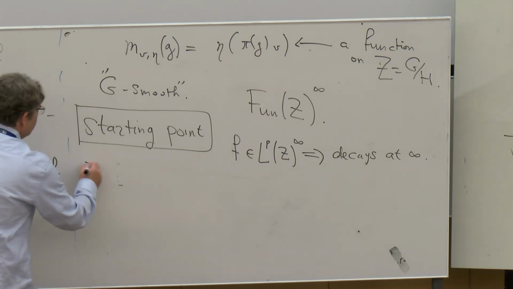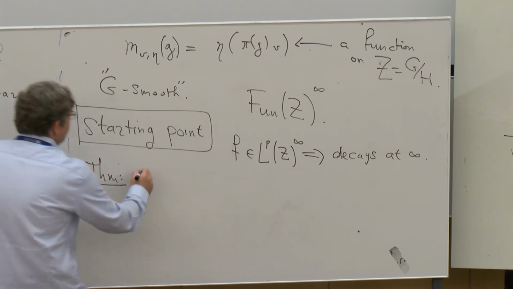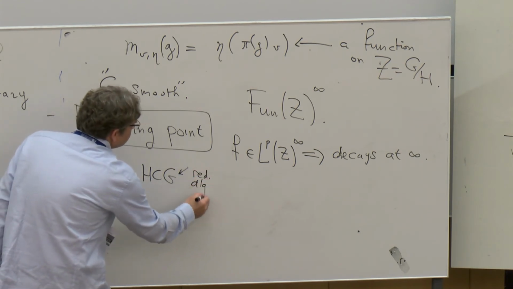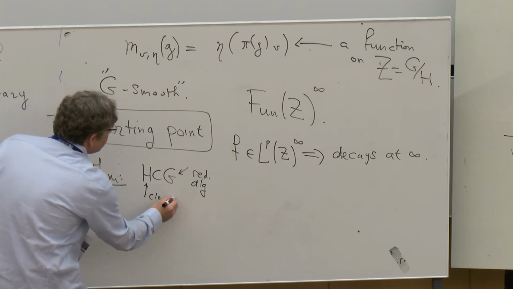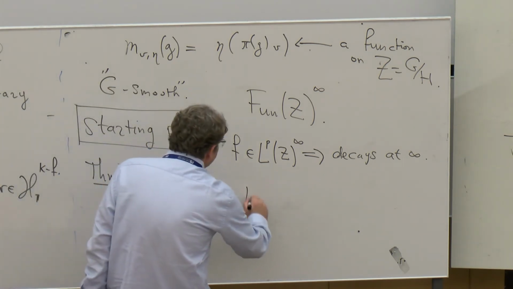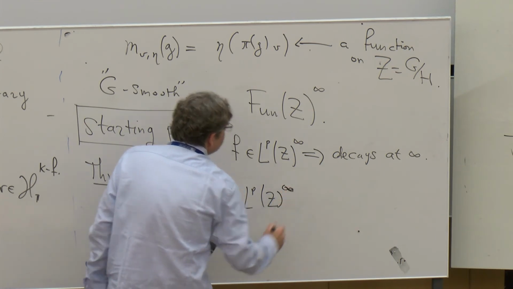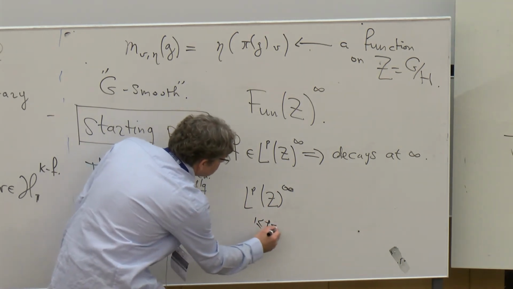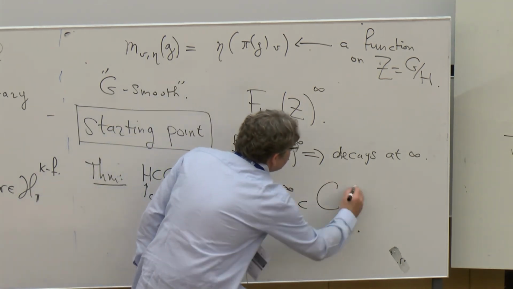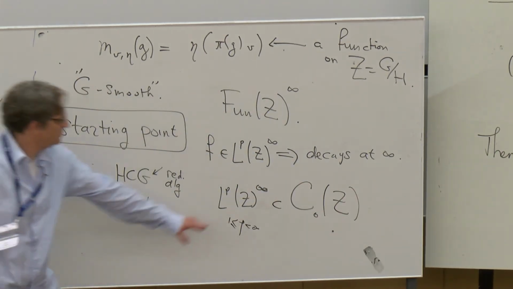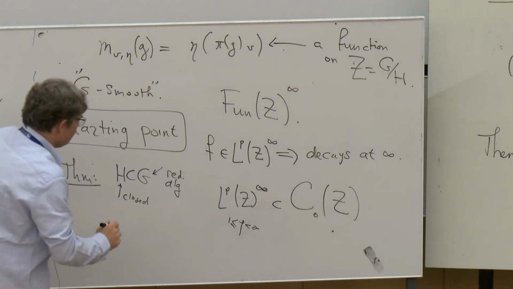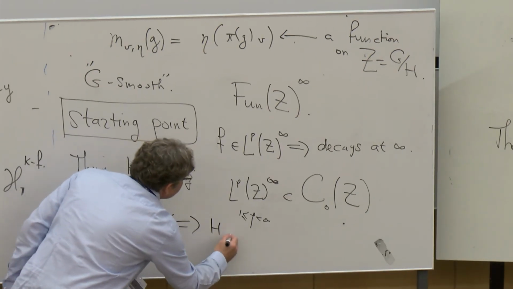And then we prove the following theorem, which is a completely abstract result about H and G. This is, say, reductive. Let's, for simplicity, say algebraic. And this is closed. And then we ask ourselves, when is it true that LP of Z infinity, where the infinity means smooth vectors, and P here is more than or equal to 1 and less than infinity, is contained in functions on Z which decay at infinity? This is just a notation for functions that outside a certain compact set become less than epsilon. So you give the epsilon, I give the compact set. So we found out that this happens if and only if H is reductive.